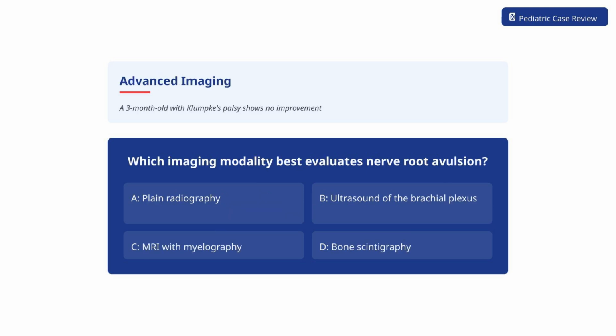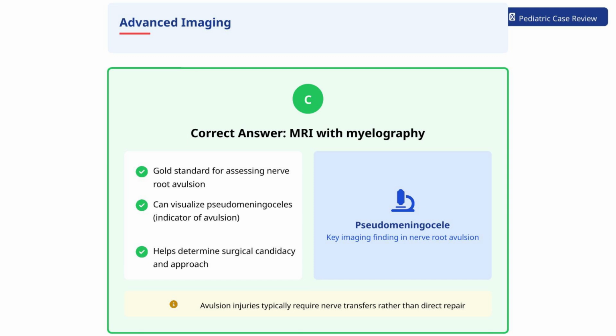A 3-month-old with Klumpke's palsy shows no improvement since birth. Which imaging modality best evaluates nerve root avulsion? A. Plain radiography. B. Ultrasound of the brachial plexus. C. MRI with myelography. D. Bone scintigraphy. The correct answer is C.